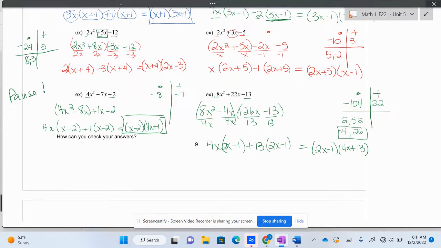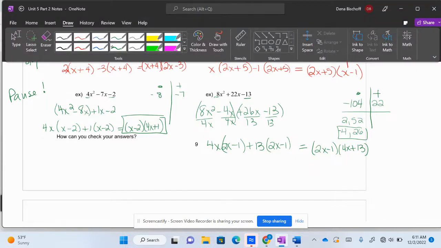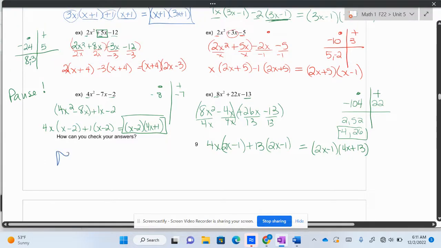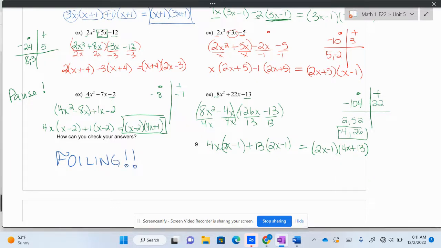Again, how can you check your answers? You're not really sure if you're doing this right. How can you check? Check by foiling.